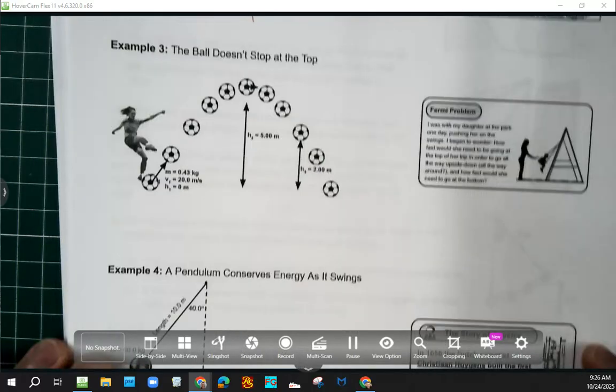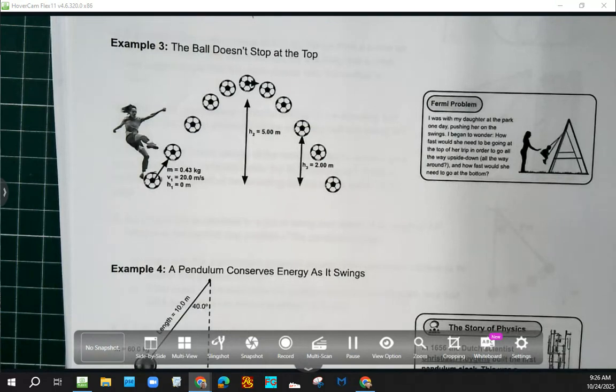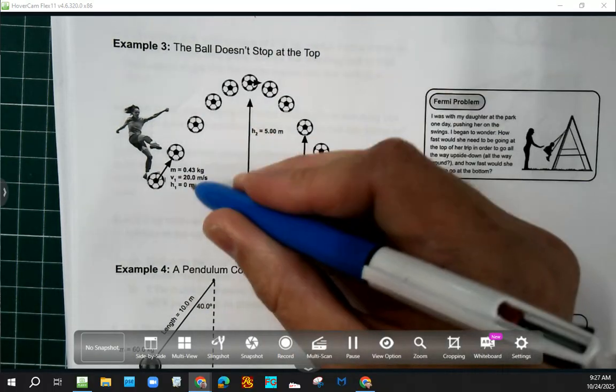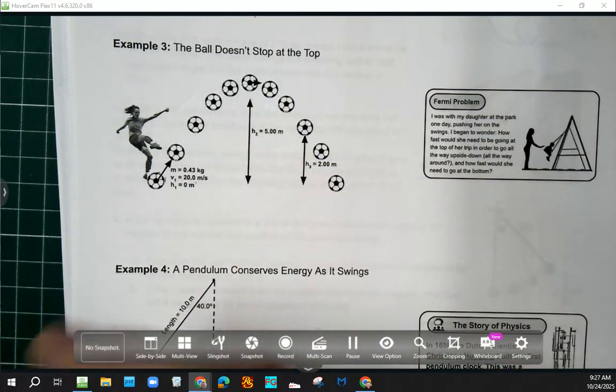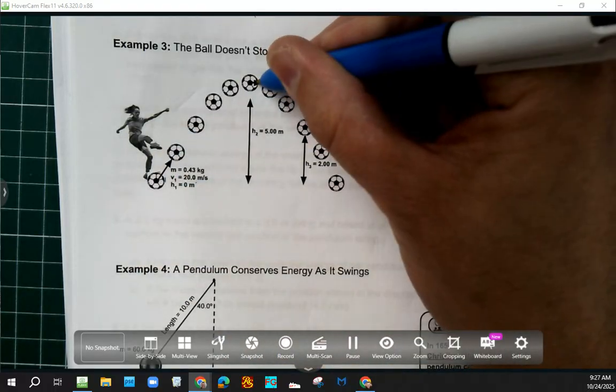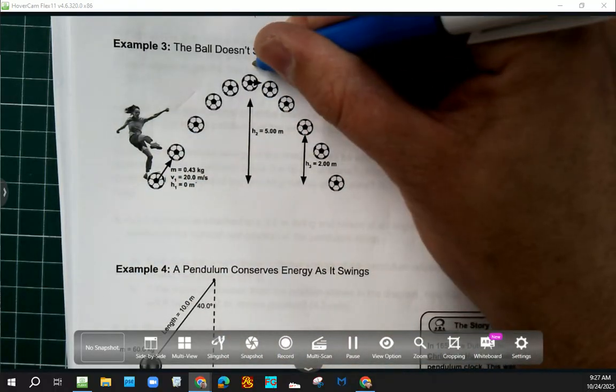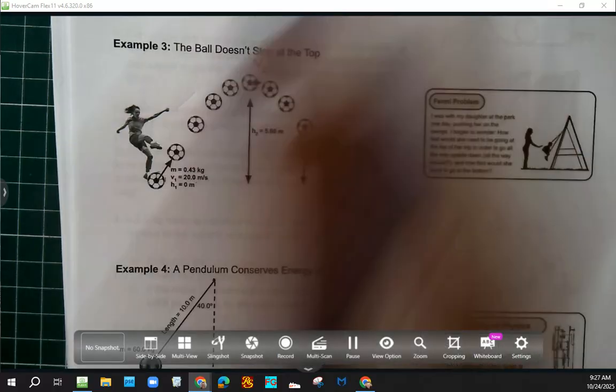Which brings me to soccer balls. On a different note, when you kick a soccer ball, like bringing it back down to earth again, remember that this soccer ball might start out at 20 meters per second. When it gets up to the top, let's just call this V2, is the speed 0?